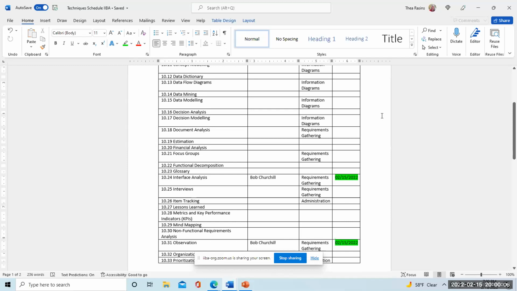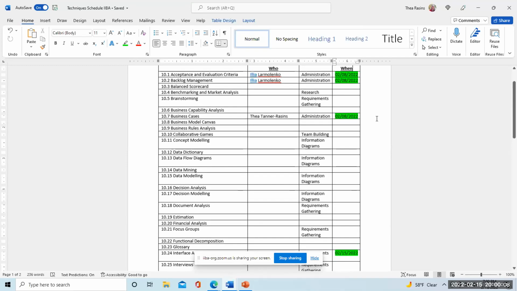Okay. Question for you. Do we have more topics that people want to volunteer to tackle? I have 3 more in the hopper. Okay, well, let's see what we have left, and we'll take volunteers. Let's start at the top. We've got balanced scorecard, benchmark, and marketing analysis, and you did brainstorming. I'll put that on there.